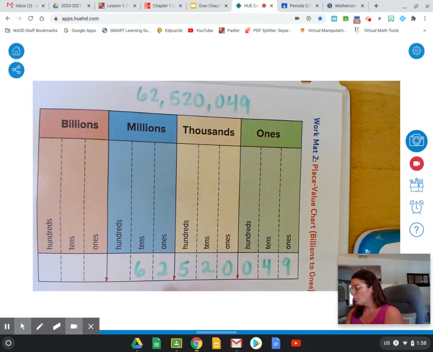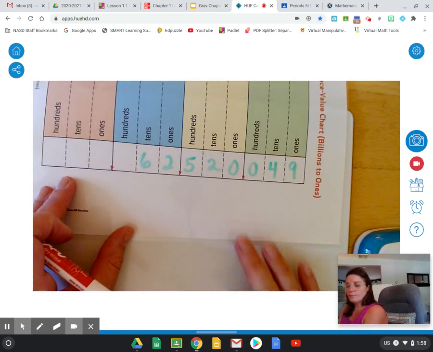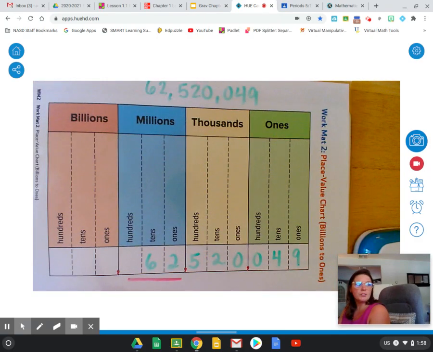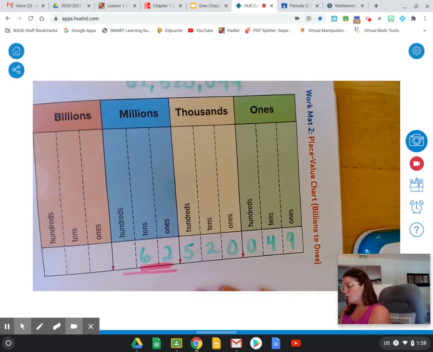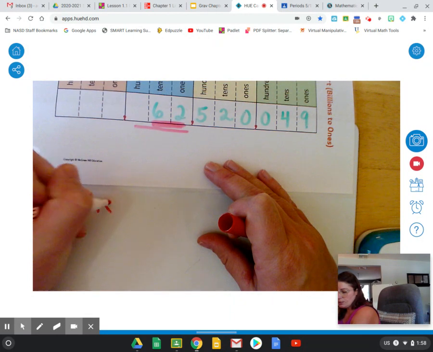This will help me to read the number and put the number in expanded form. So if I wanted to read this number and write it in word form, I need to pay attention to the place value and these commas. So let's get to writing that number. I'm going to start with my millions period. Okay, that's the millions period. And if I read just the digits in the millions period, I see 62. So to write this out in word form, I want to write out 62.